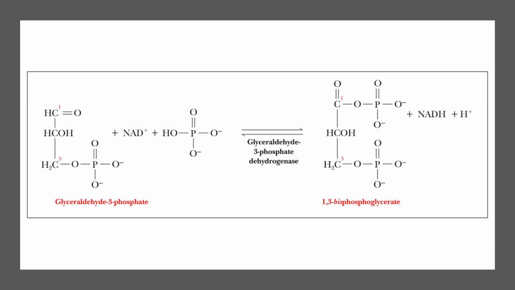Step 6, each of those 2 glyceraldehyde 3-phosphates is both stripped of electrons, or oxidized, and phosphorylated to create 1,3-bisphosphoglycerate. In this step, NAD is our electron carrier. It is reduced to NADH plus H, and a free phosphate is our donating group for that second phosphorylation on carbon 1.